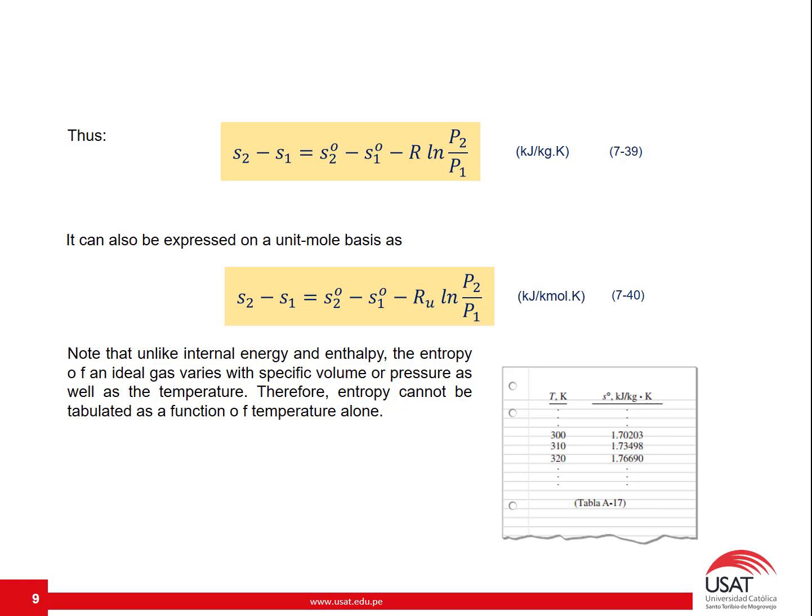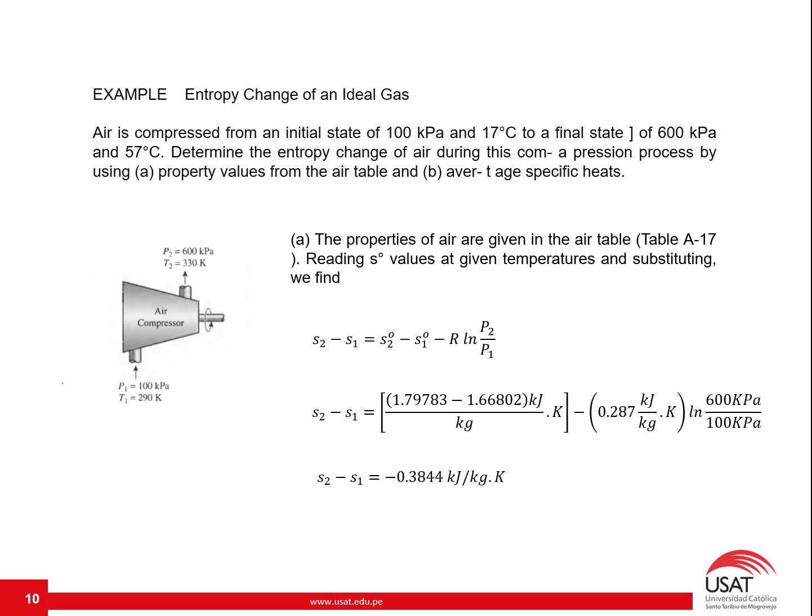Another relation for entropy change can be developed based on equation 7-31, but this would require the definition of another function and tabulation of its values, which is not practical. Example: entropy change of an ideal gas.